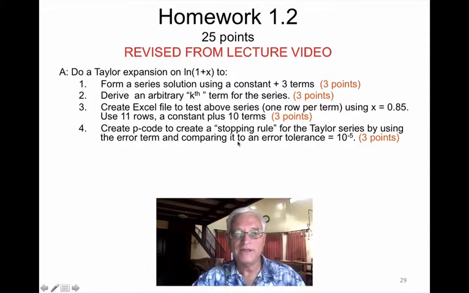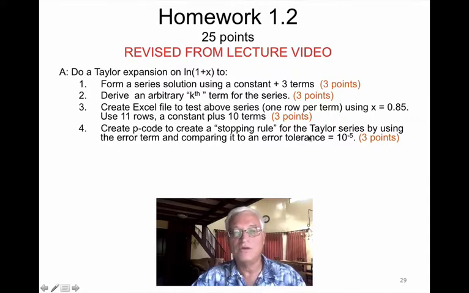I need you to create a stopping rule using the error term on the Taylor series, and you will compare that error term to an error tolerance of 10 to the minus fifth. So you have to be a little careful there, because on the error term, you have to evaluate the derivative at zeta. So it's really the kth derivative you evaluate at zeta, and zeta is locked between x0 and x, the value you're interested in.